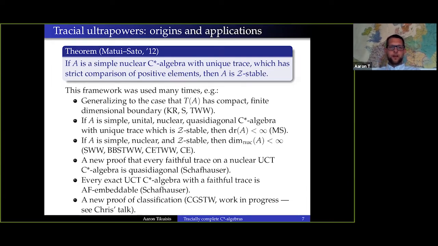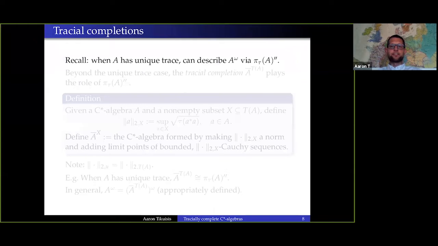Okay, so those are some applications. Those are reasons that this has really come to seem like an interesting thing to look at, this tracial ultrapower. So I'm going to move on now to getting to tracial completions. So where do these fit in?